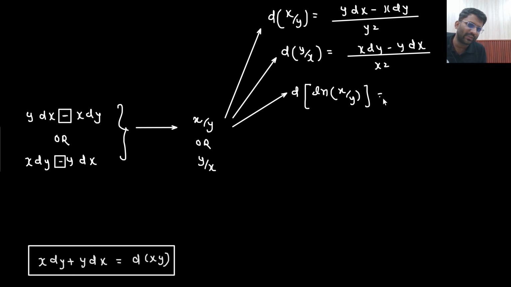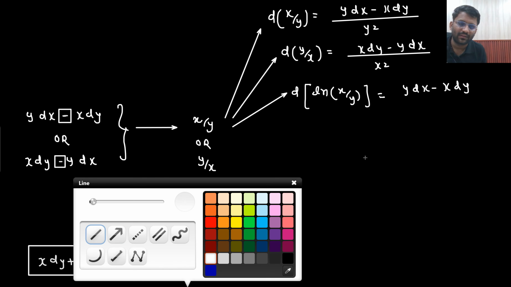So how will you solve it? First, I need to differentiate this guy. What will be the answer? 1 upon x by y, and then I need to differentiate inside. So what will I be getting? y square, y dx minus x dy. So this and this get cancelled out. So y dx minus x dy divided by xy.